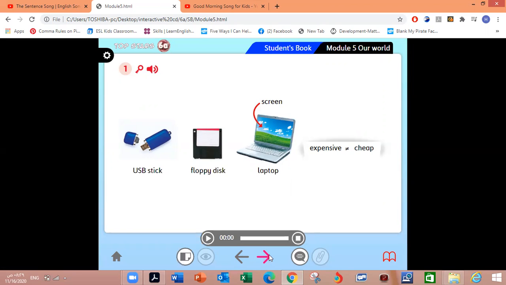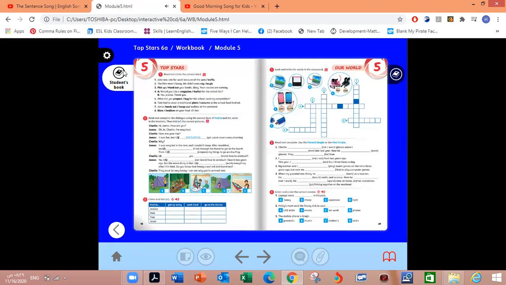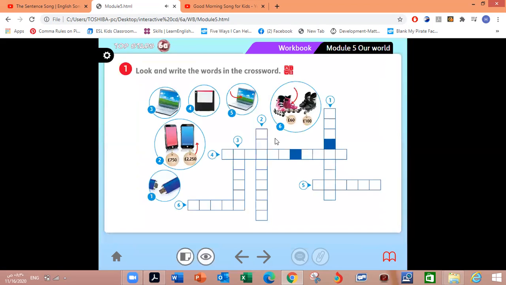Now, it's practice time. Let's go to our workbook. Page 49, activity 1. Look and write the words in the crossword. Number 1. Let's look at picture number 1. What can you see? USB stick. Very good. Excellent. USB.